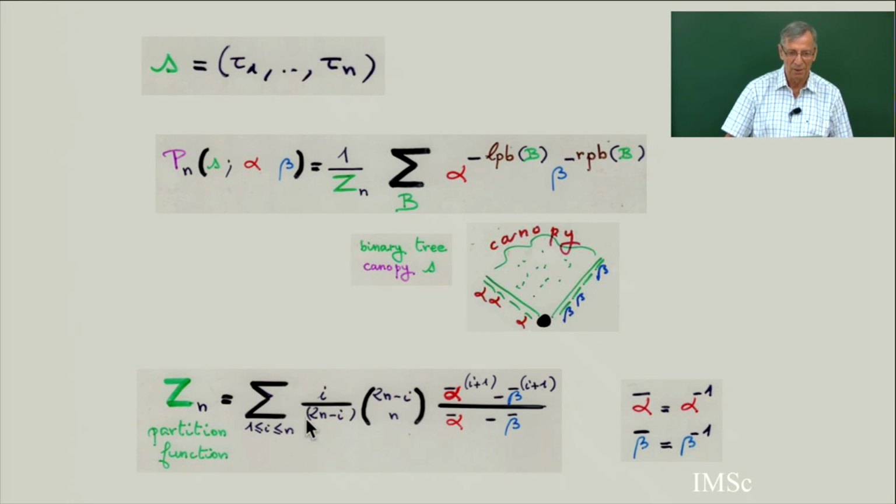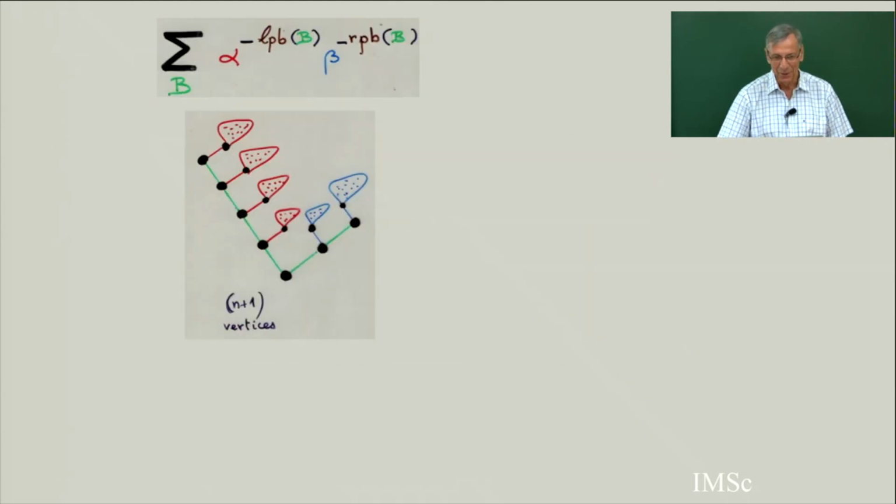You have this binomial coefficient, this numerator. Alpha bar is the inverse of alpha. So you have this polynomial divided by this. And I give you a proof with as little calculus as possible, with as many bijections as possible.